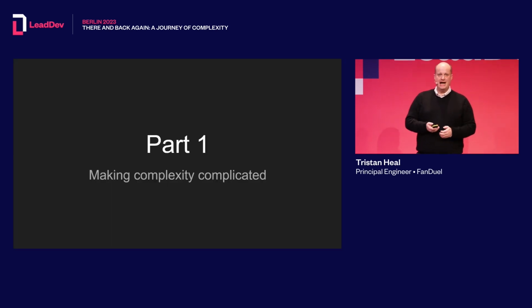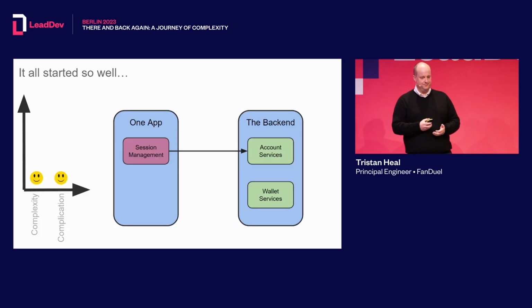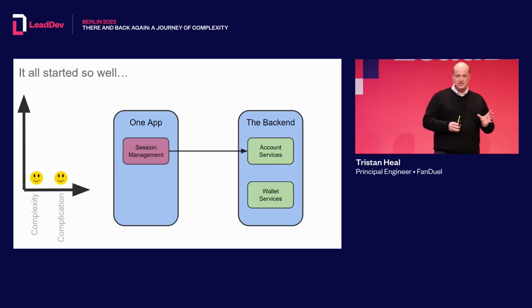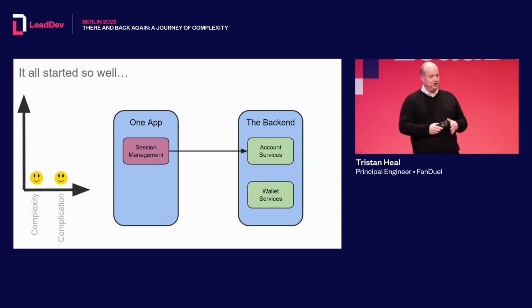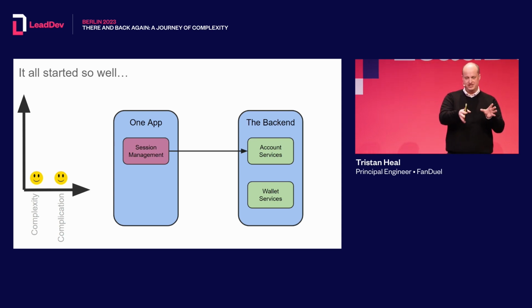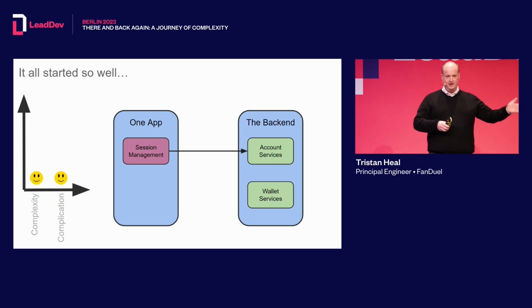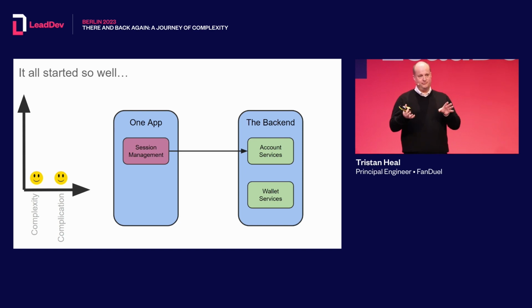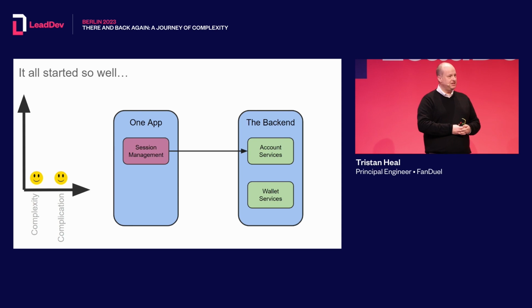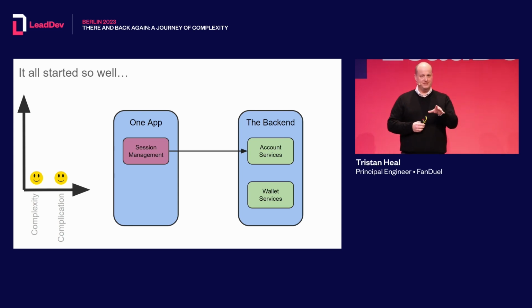So part one, how we made our complexity complicated. It all started so well. Let me just orientate you to these slides. We've got a graph on the left of complexity and complication, and then the right is a bit of a system diagram. Obviously, this doesn't represent everything the app does. That would be a pretty dull app if all it did was session management. But I'm just going to focus on the bits that I'm going to focus on in later slides.